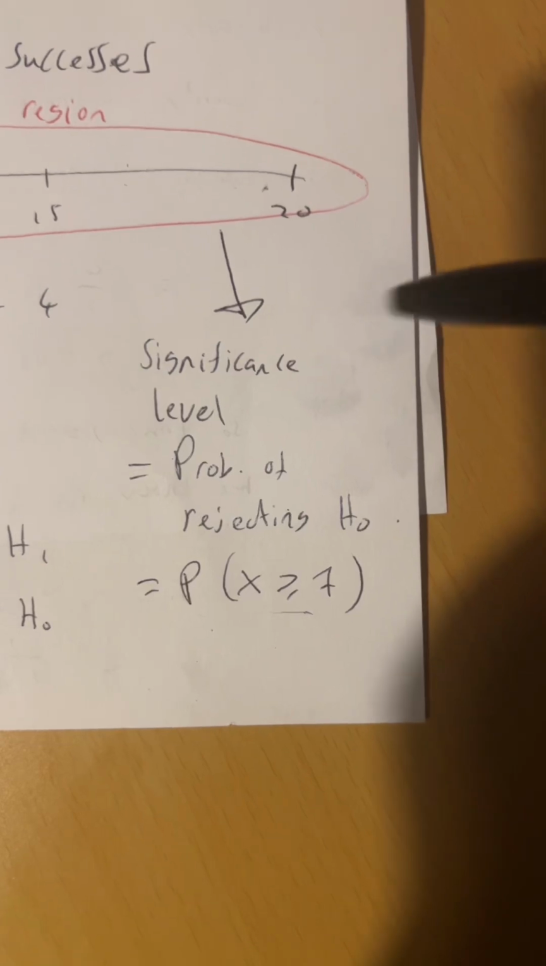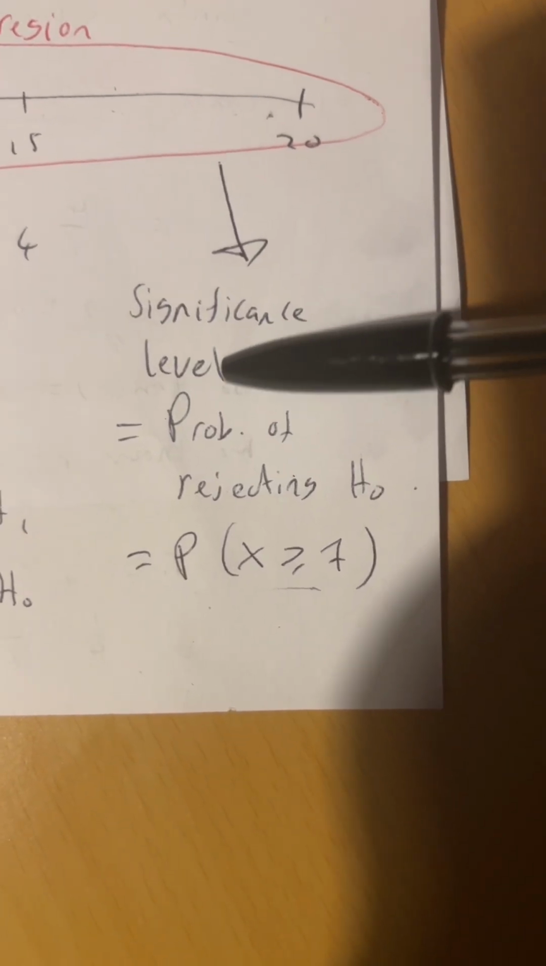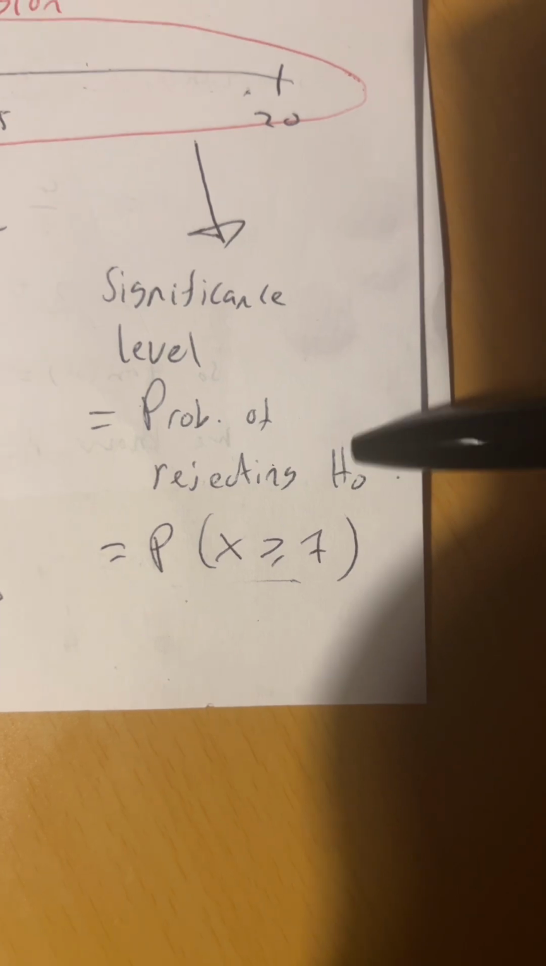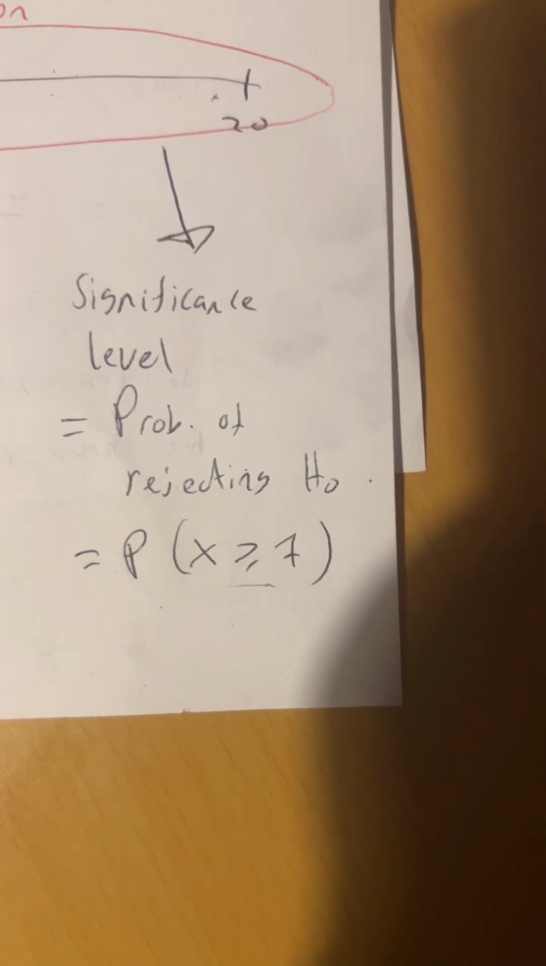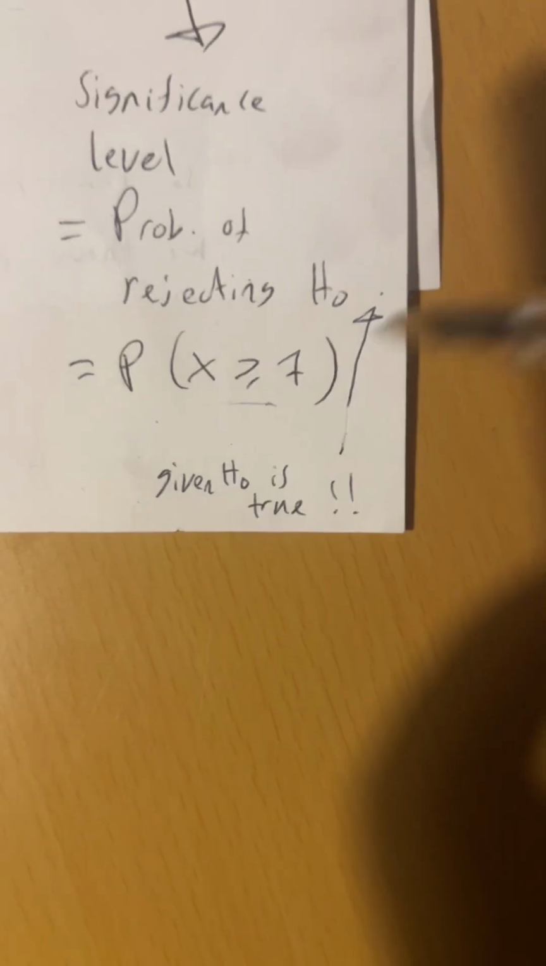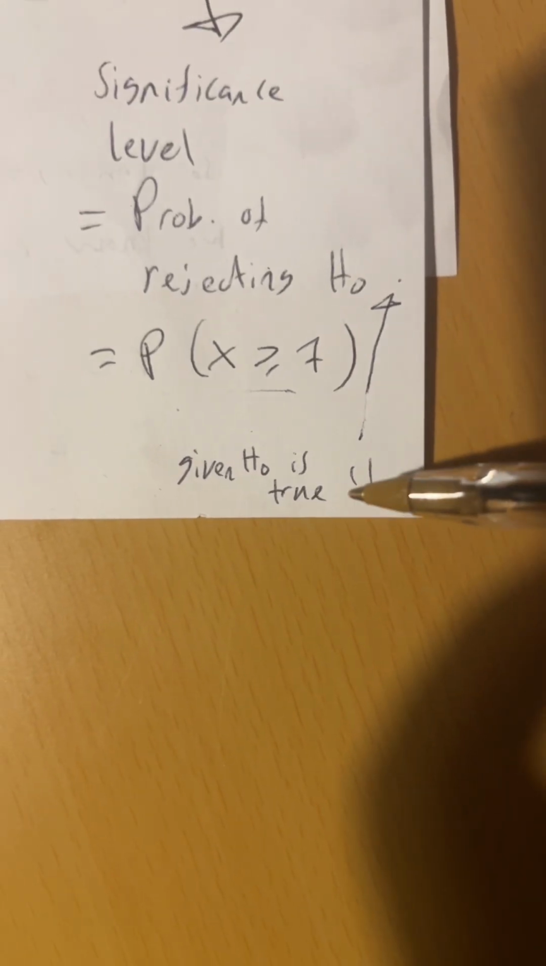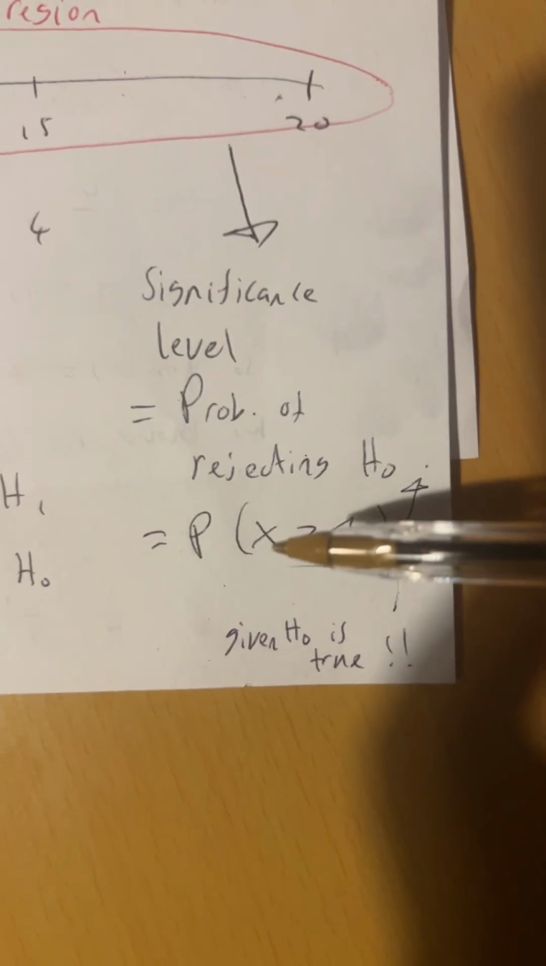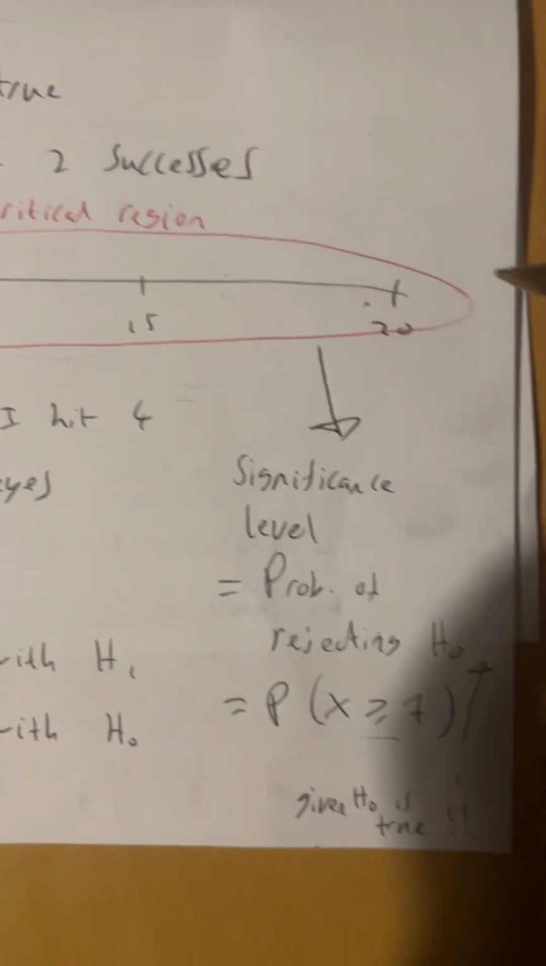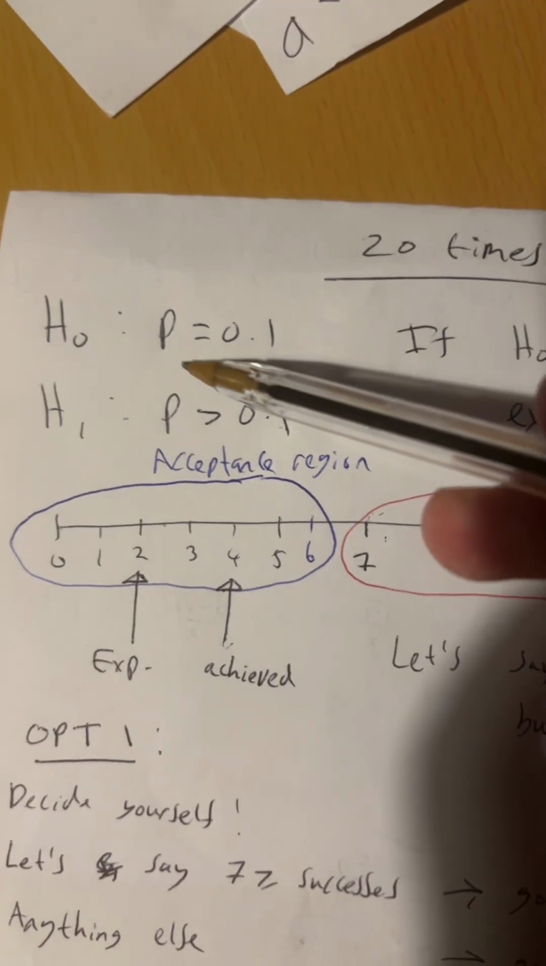Now, to be really precise, I should say here that this is the probability of rejecting H0 given that H0 is true. That's actually really important. I'll just add that in there. Don't forget that in your exam answers, because you can't calculate the probability of getting 7 or more successes if you can't assume that H0 is true. You have to assume that's true. So that's just important to mention.